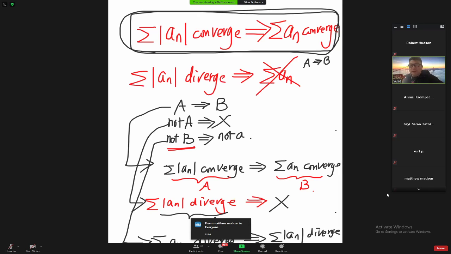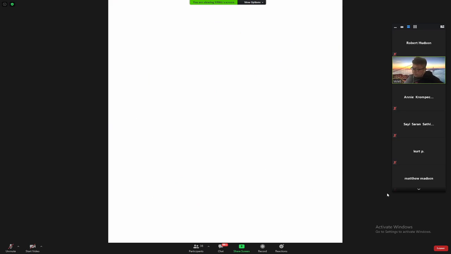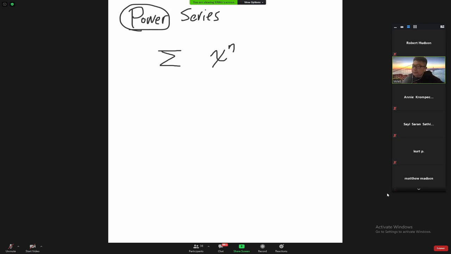Okay, so let me continue. All right. Now we're going to study some new stuff today. We're going to study something called power series. Power series, what does that mean? From the name, we know everything should be about power, right? So yes, this one is formed like this: x to the n. What is x? x is a variable.